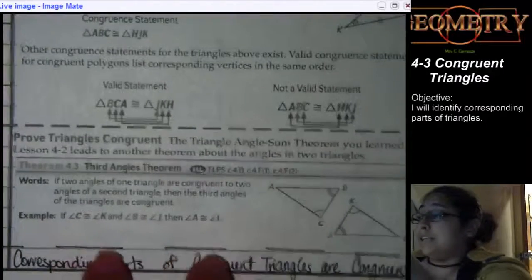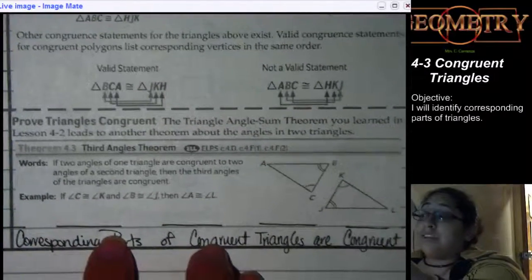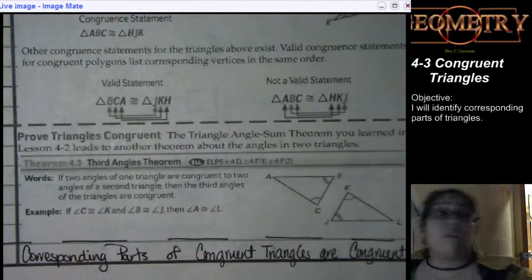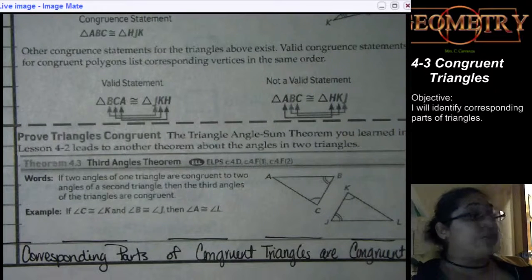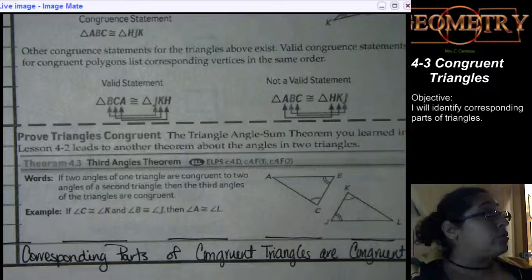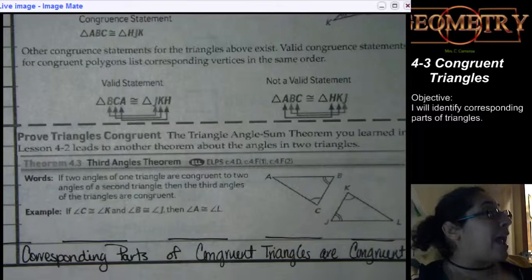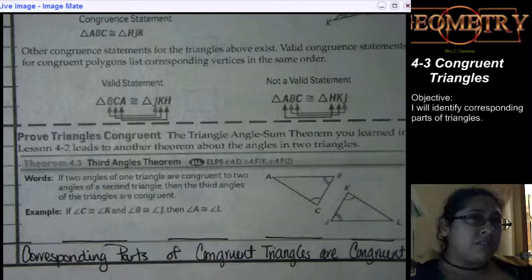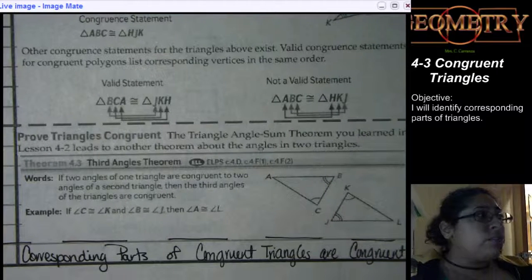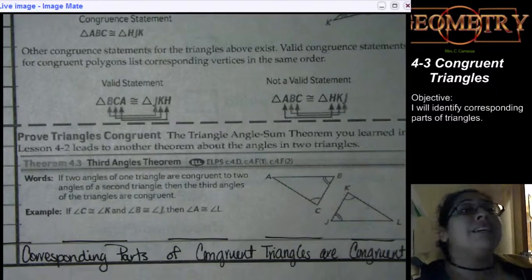Before we get to the examples, the last thing to talk about is this third angles theorem. The third angles theorem says that if you've got two triangles, and you know that you've got two pairs of angles within those two triangles being congruent, that third pair has to be congruent. Does that make sense? Yes? So the question is, why is that true?